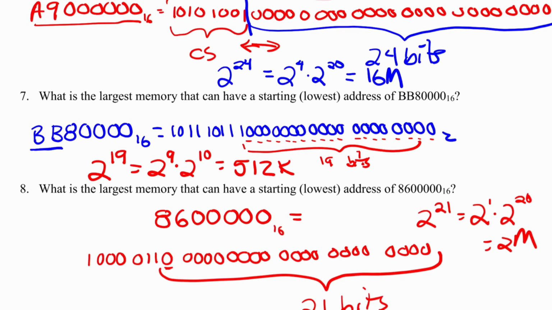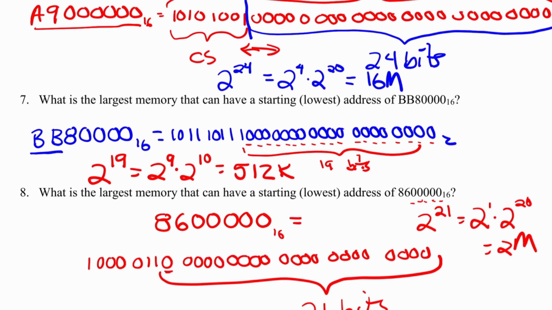So the largest memory that can have a starting or lowest address of 860000 is, yeah, sometimes my eyes play tricks on me. So that's 1, 2, 3, 4, 5. Yes. So 8600000. The largest memory is 2 meg. Now, let's make an assumption. What do we have here? There's 5, 6, 7. So let's make an assumption.